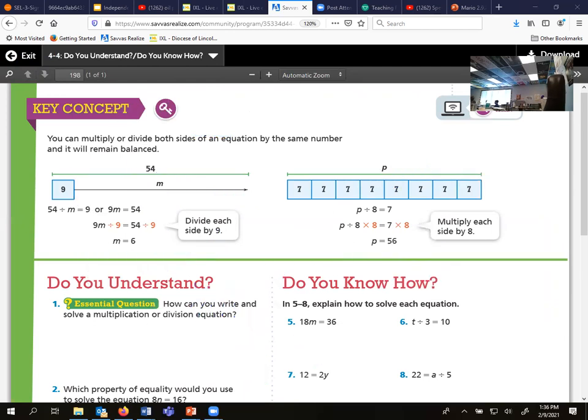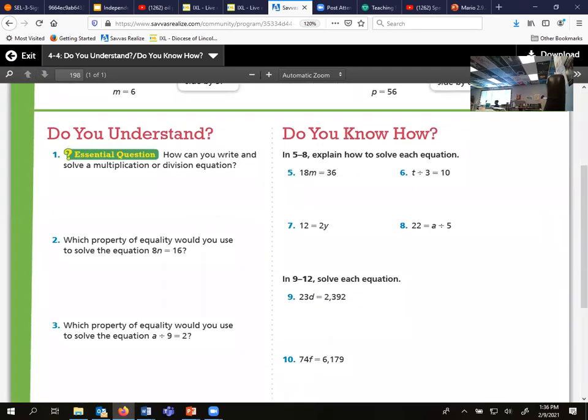Okay, on number 5 here. What am I going to do to solve it? It says explain how to solve, not solve it. What do I have to do to solve it, Mackie? Yeah. By what? 18 divided by. Divide by 18, both sides.